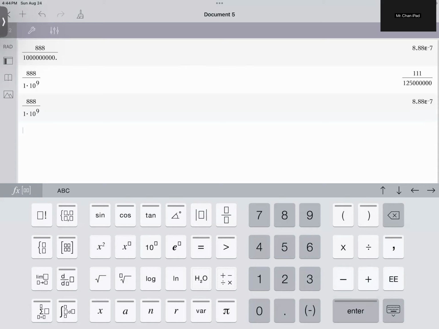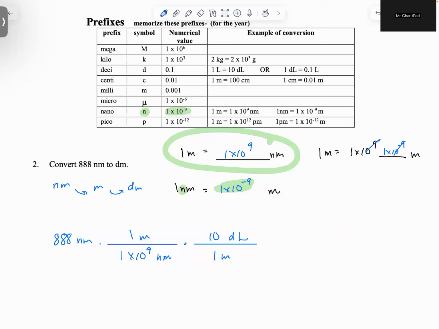They turn out to be the same answer, but using 1E9 is a whole lot better than parentheses around 1 times 10 to the 9th power. That's my professional opinion. So keep that in mind when you multiply and divide. And so 888 divided by 1E9 times 10 would give you 8.88 times 10 to the negative 6th power decimeters. Okay? Got it?